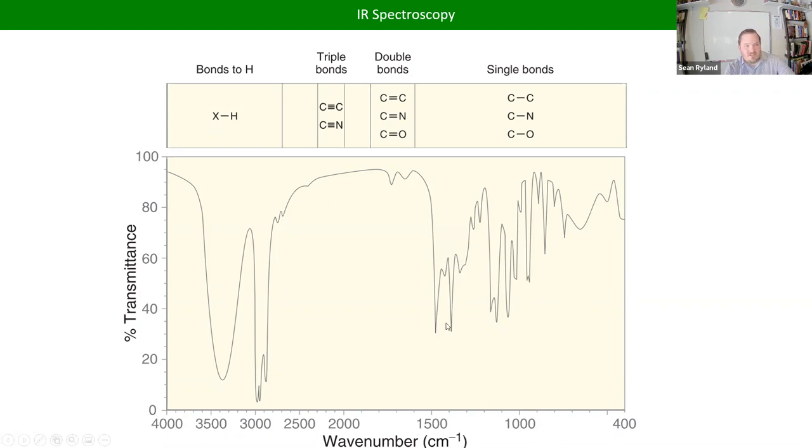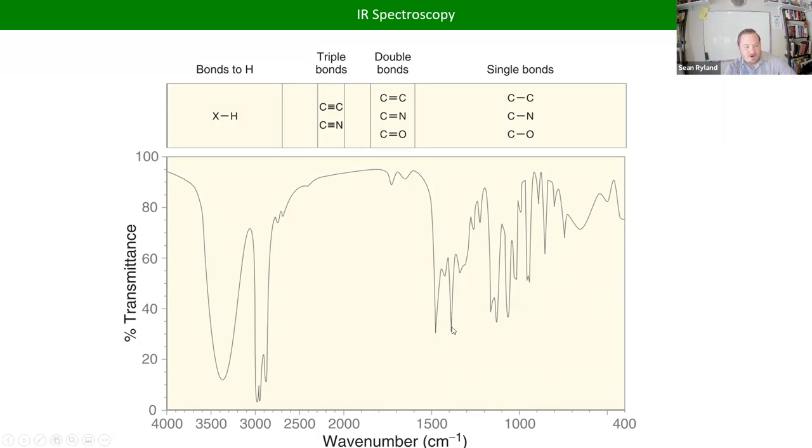Anything below 1500 or so, we call the fingerprint region, because every compound is going to have a unique fingerprint region that you can actually scan through a database, like an old CSI episode with somebody's fingerprint, and it just scans through the entire database of everybody who's ever had a finger. You can do that with these fingerprint regions, although you have to have a really good sample and know that it's really pure, or else it might not match right.